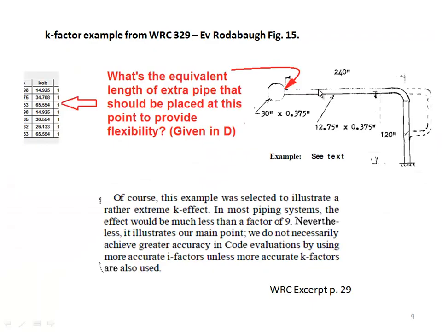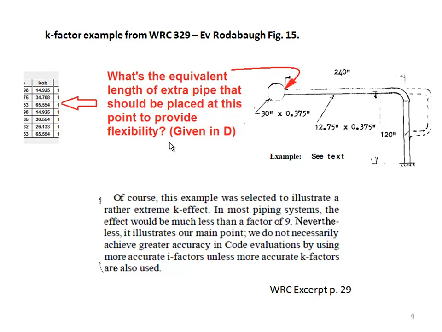Mr. Rotobaugh gives an example in WRC 329. For the 30 by 12 inch intersection in his example, KOB is 65. So the analyst must make the determination if this K is more applicable than 1 and if it will make a difference in the result. In the WRC 329 example, including the K factor in the analysis changes the calculated moments by 9 times.